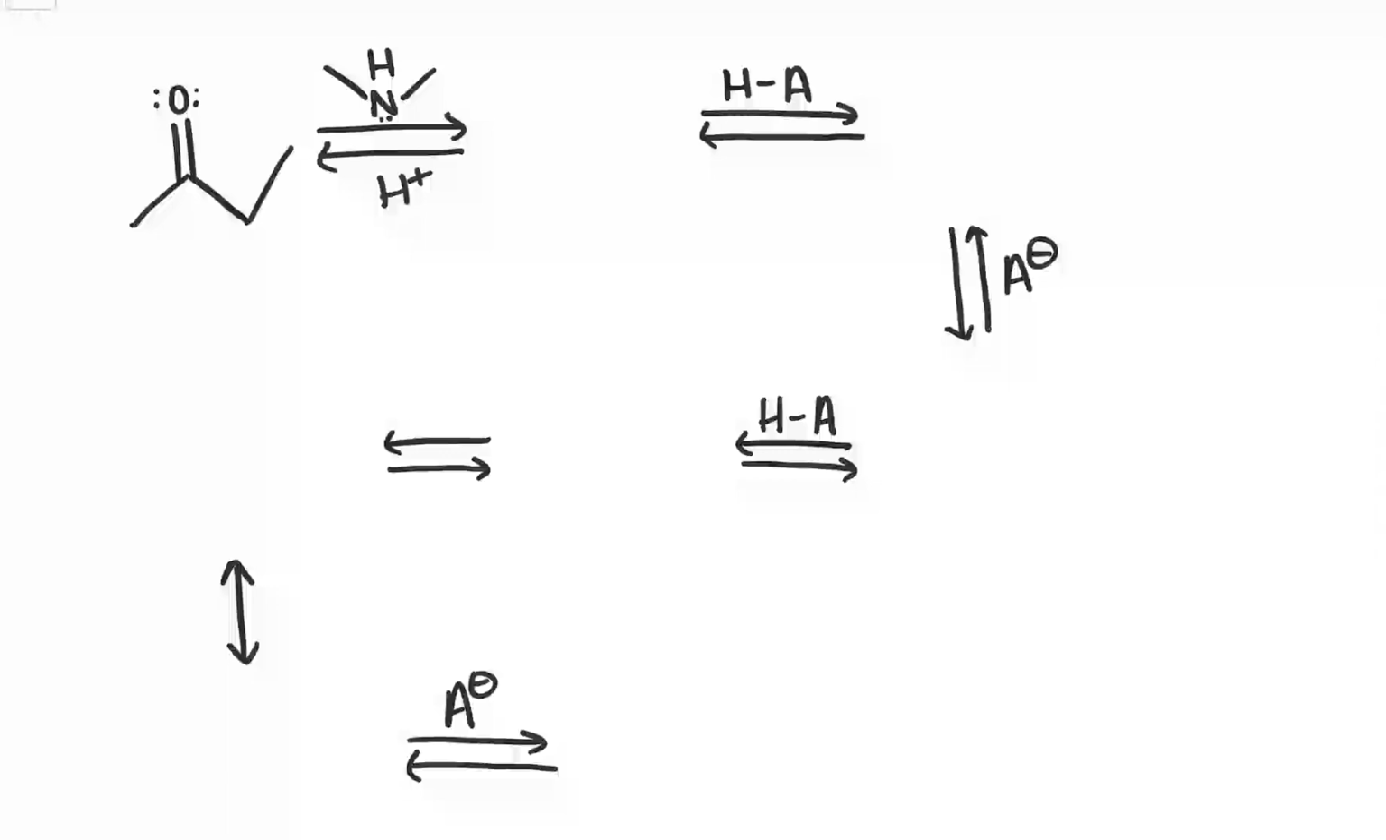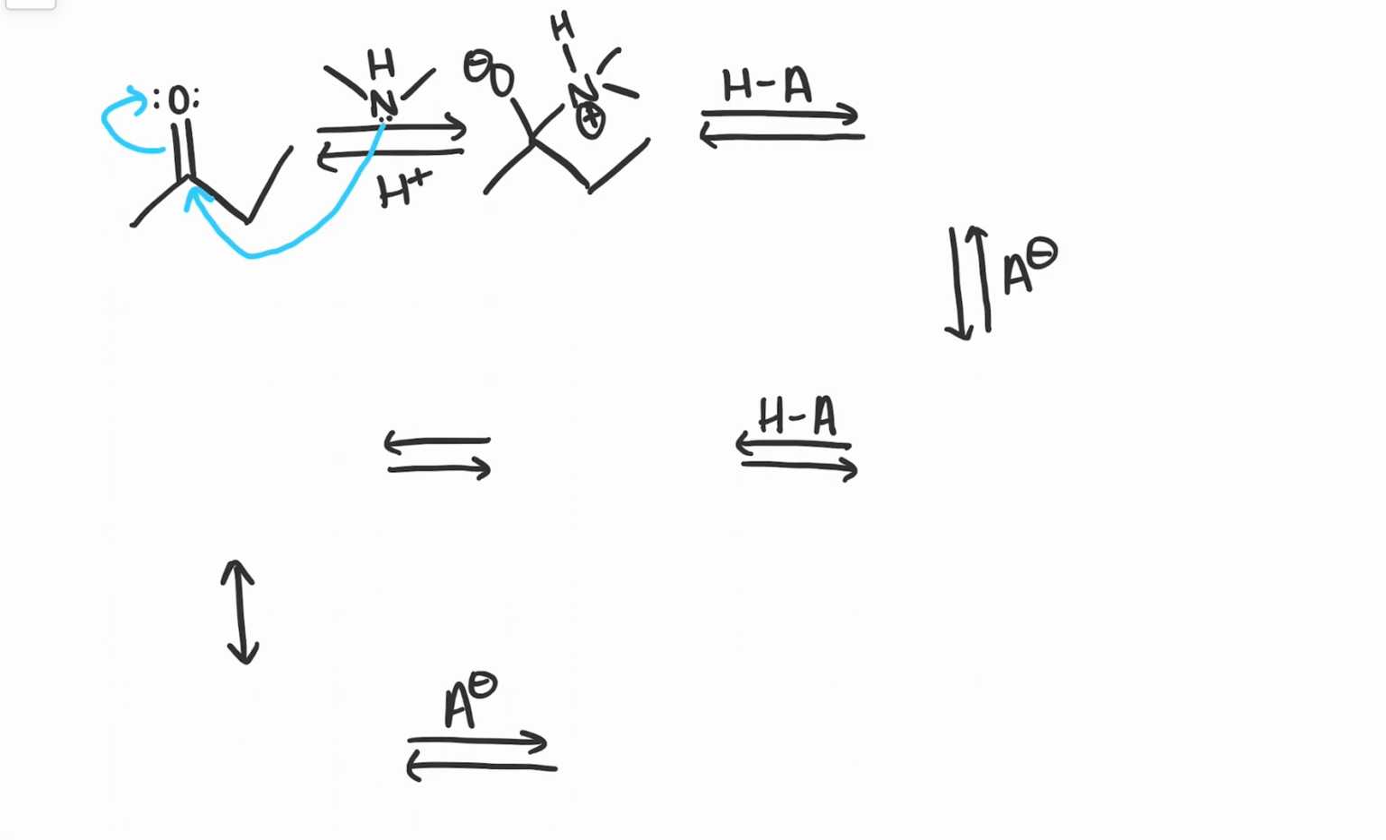So here we have our ketone. We are going to add our nucleophilic secondary amine along with H+, and that nucleophilic secondary amine is going to attack our electrophilic carbonyl carbon, pushing some of those electrons from the double bond up onto oxygen, which leaves us with a single bond and a negative charge on oxygen, and our new bond to our amine group, and that amine group is now positively charged.